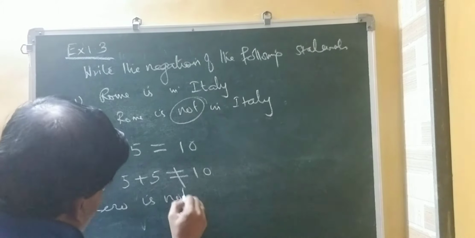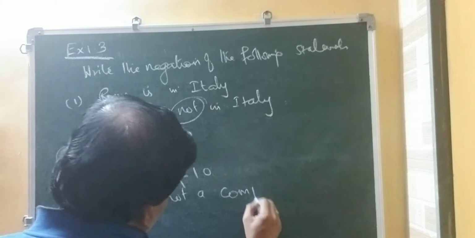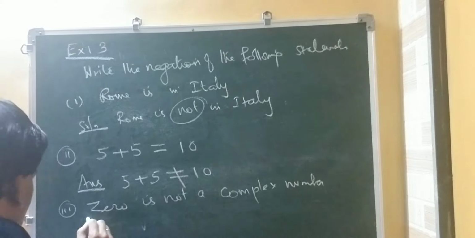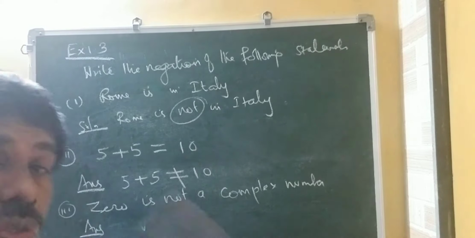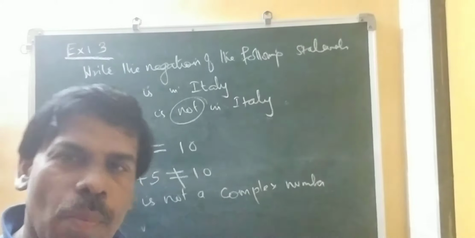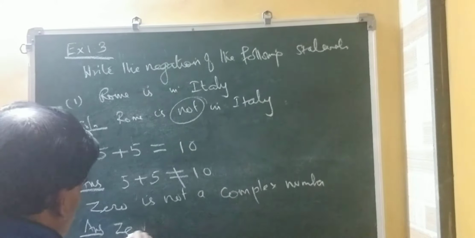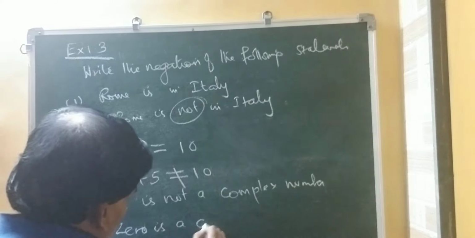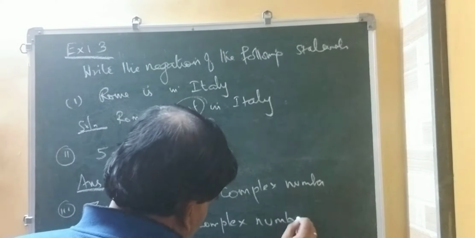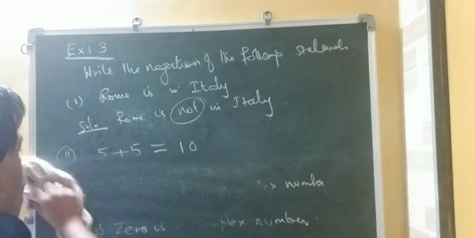0 is not a complex number. What is the negation? 0 is a complex number. That's all.